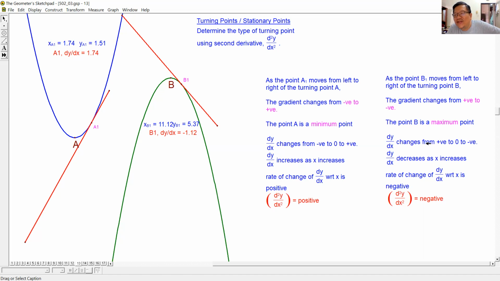dy dx changes from positive to negative. It means what? Dy dx decreases as x increases. It means that the rate of change of dy dx with respect to x is negative. Decrease, dy dx decrease means negative. But the rate of change of dy dx is actually d2y dx squared. So it means the d2y dx squared is negative.